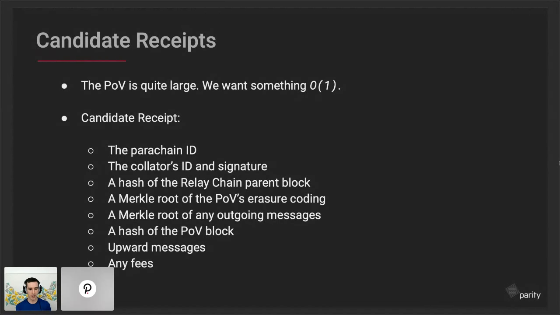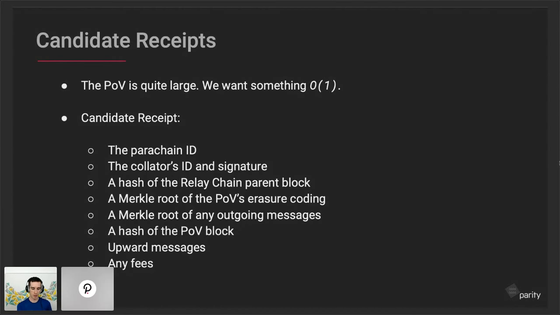So this would be the one thing that's not exactly constant size, which would be messages from a parachain to the relay chain itself. So we're not talking about parachain to parachain messages here. Those would just go in outgoing messages, but we're talking about if you want to send a message to the relay chain itself.